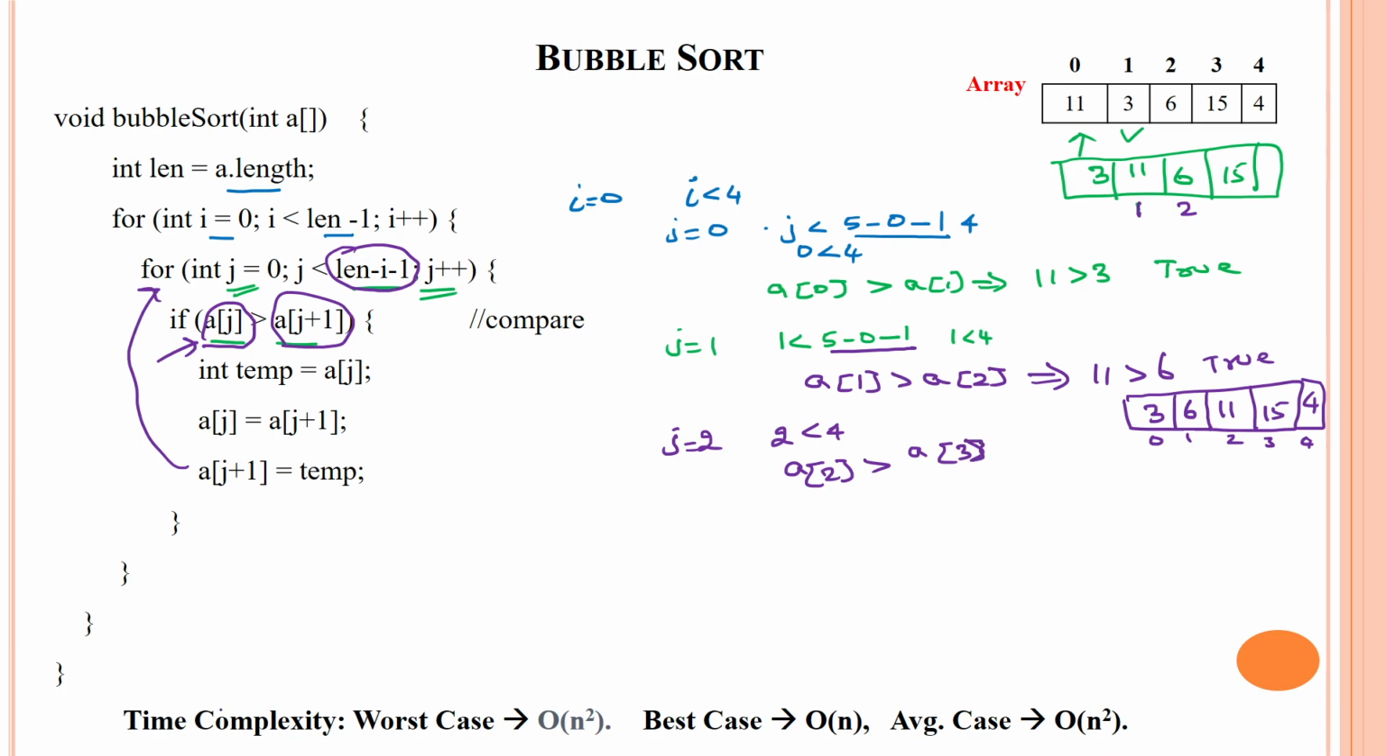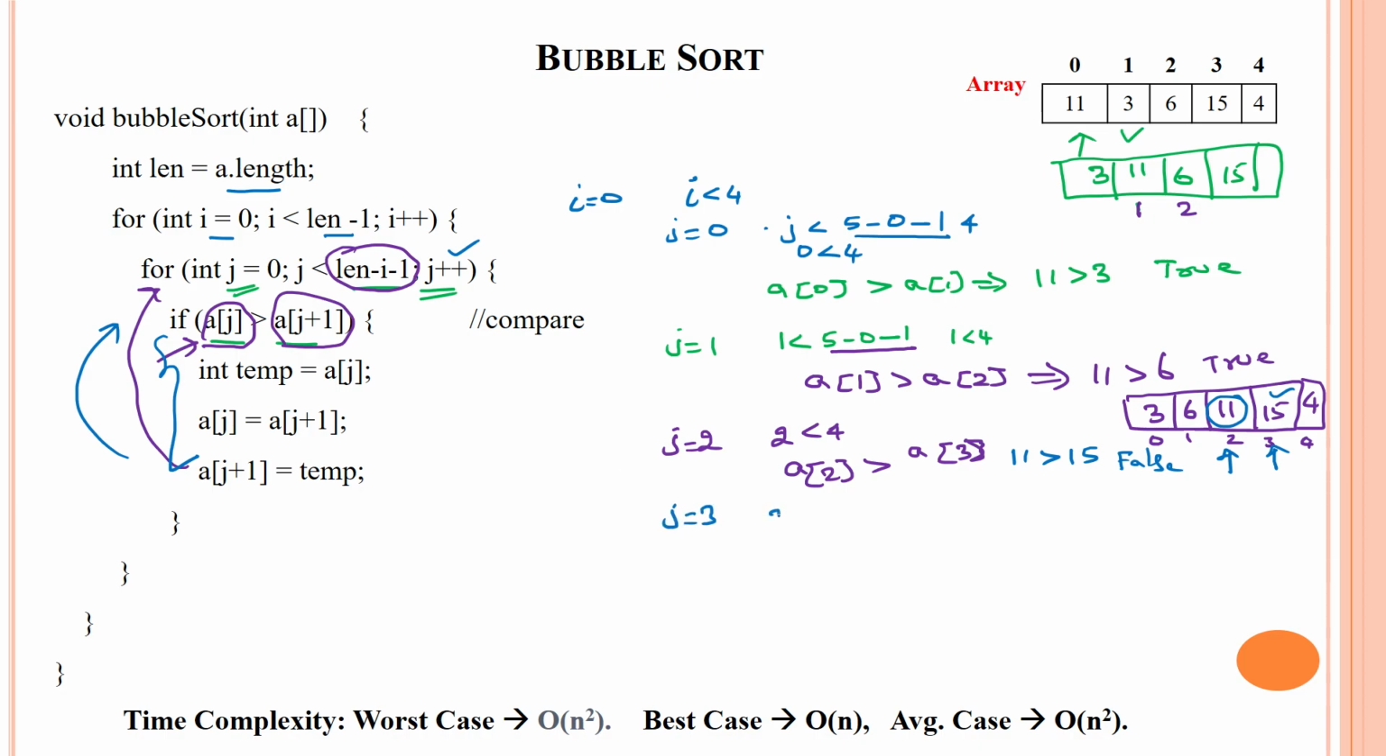So now the value of a of 2 is 11. So 11 greater than 15, where j plus 1 is 3. So we are checking the current element with the next element, 15. So now this is false. Once it is false, this if condition will not execute. It will go back again. j is incremented by 1. So j equal to 3 now.